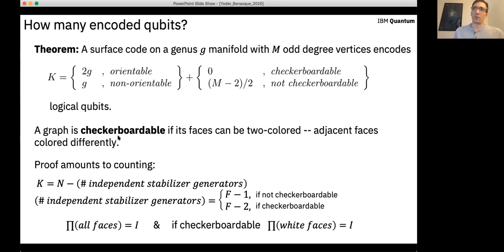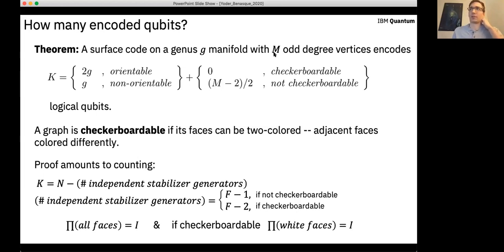And so using this property, you can prove this theorem basically by counting. For all graphs, the product of all faces is identity. And then additionally, if it's checkerboardable, the product of just one color face, let's say the white faces, is identity. So in the checkerboardability case, you get sort of 2 stabilizers that are not independent from the rest, whereas in the non-checkerboardable case, you only get 1. That's how you get this term.